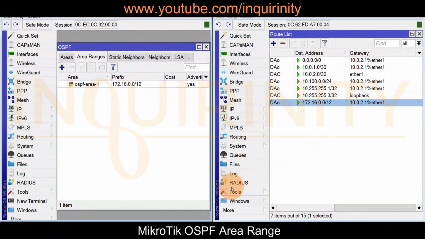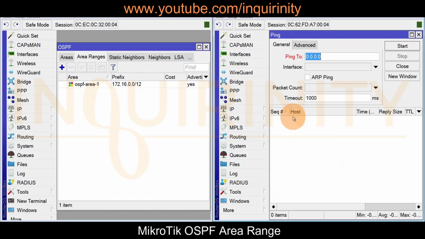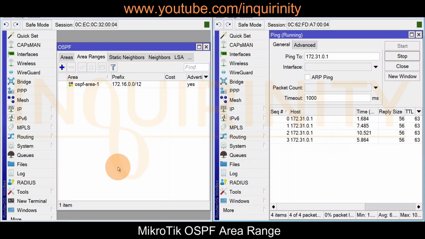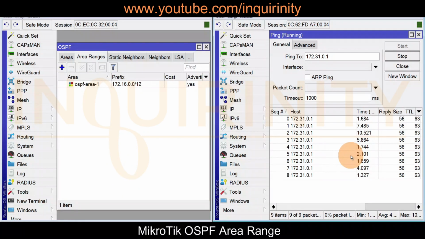But if you want to verify if indeed you still have reachability, let's say 172.16.0.1. Okay, click start. Yes, I have. How about 20? Yes, I have. And finally, how about 31? And yes, the site 2 has reachability to the subnets in area 1, specifically on site 1 router.